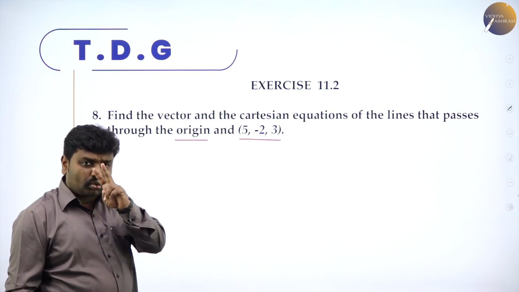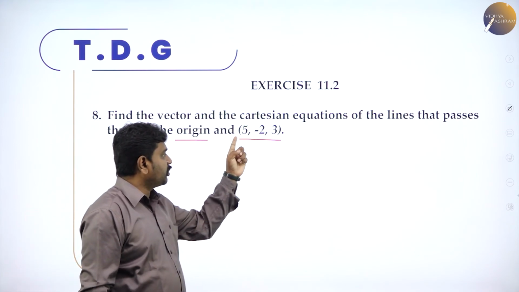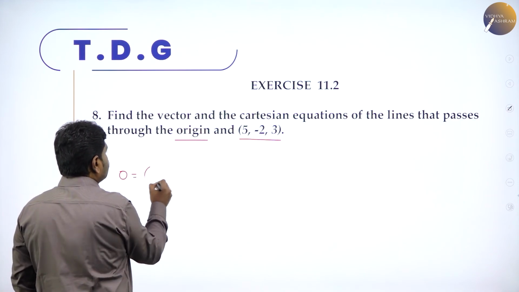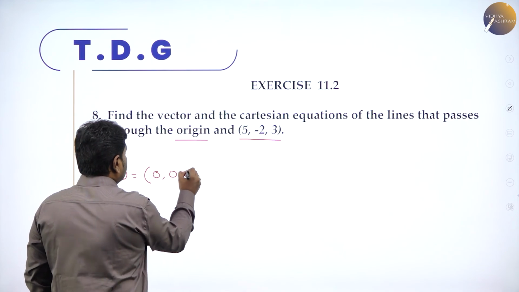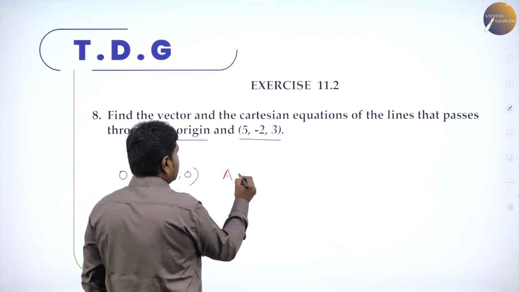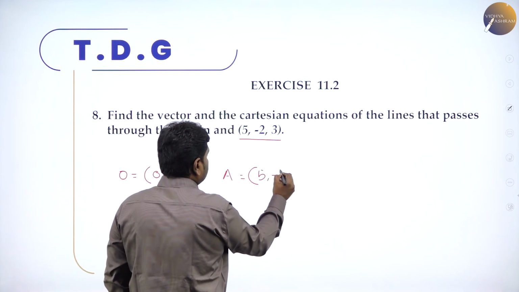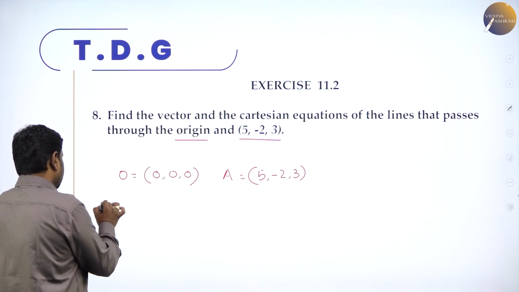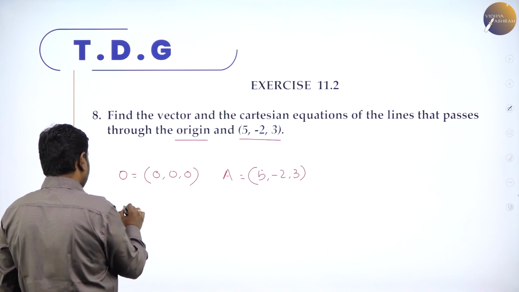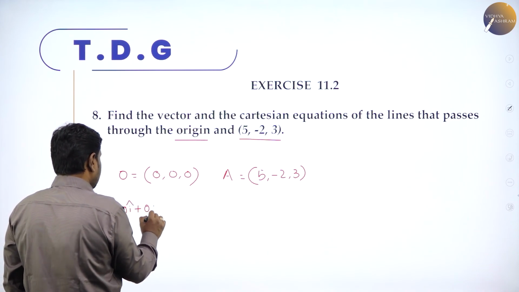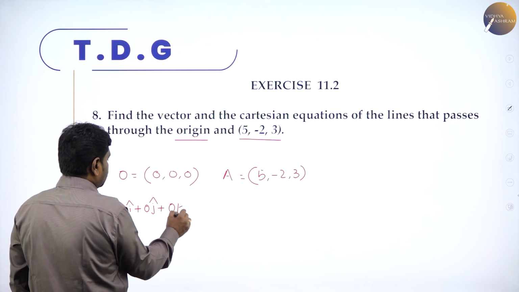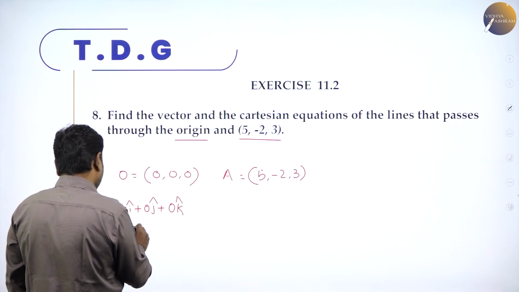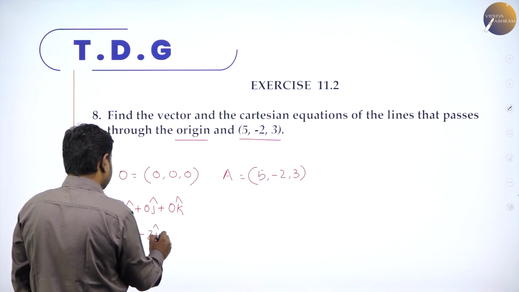So it is passing through 2 points if you see. One point is origin, the other point is 5, minus 2, 3. So 2 point form you can use. Origin O is what? 0, 0, 0. And the other point, I say A, is what? 5, minus 2, 3. So now you can use 2 point form. I'll write position vector of first point, that is 0 i cap, 0 j cap, 0 k cap. And position vector of second point B is 5 i cap minus 2 j cap plus 3 k cap.